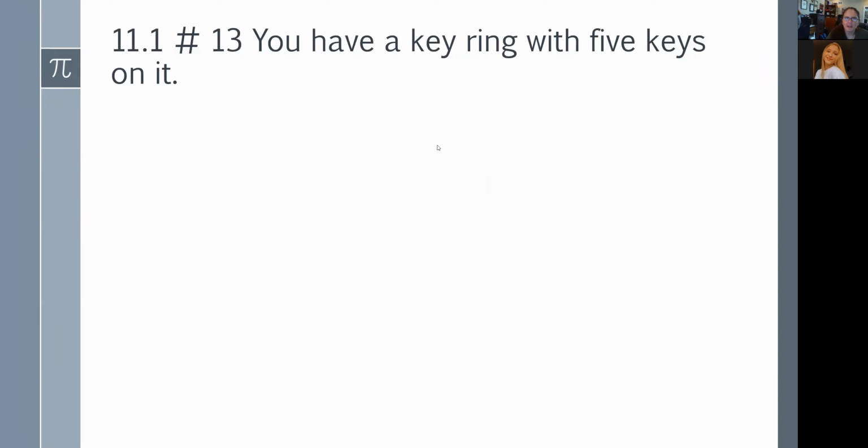Okay, so I think we looked at problem number 13 yesterday. Do you guys want to look at it again or just skip it or don't care? Can we look at it again? Absolutely. Okay, so problem number 13 says you have a key ring with 5 keys on it.